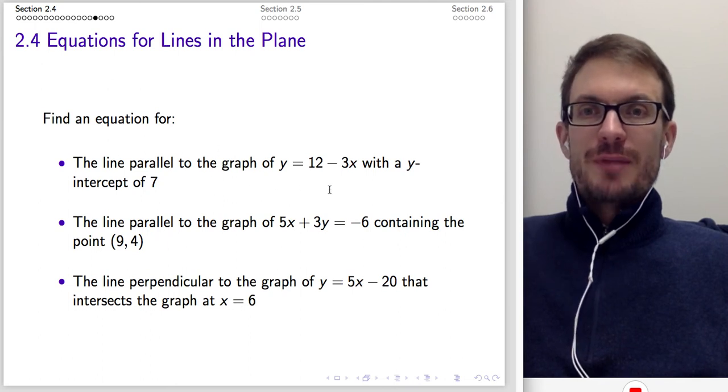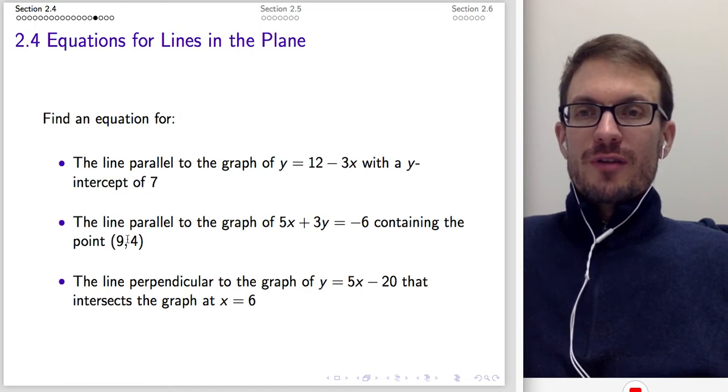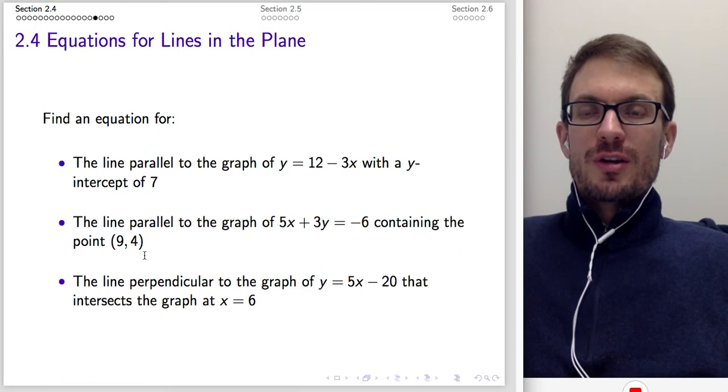Find the equation for a line parallel to the graph of y equals 12 minus 3x with a y-intercept of 7. Find the line parallel to the graph of 5x plus 3y equals minus 6 containing the point (9, 4).